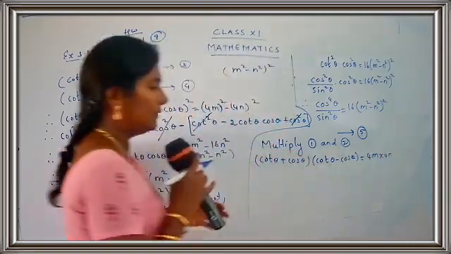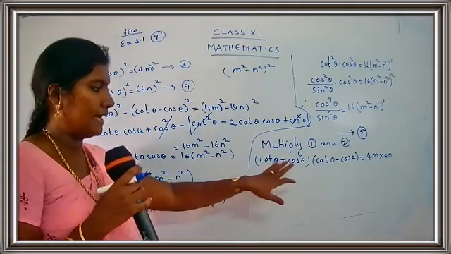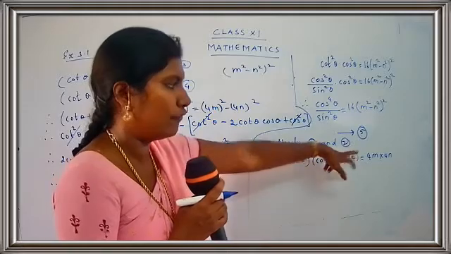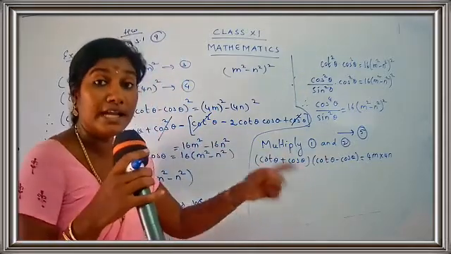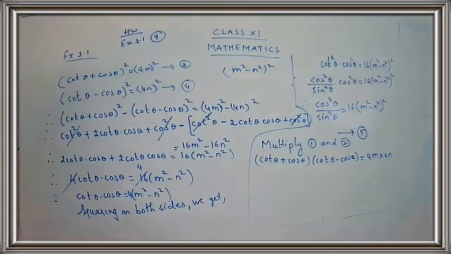You have to multiply the LHS and the RHS. So LHS is (cot theta plus cos theta) into (cot theta minus cos theta), and what you have on the RHS side, 4m into 4n. Okay, so take down that 4m into 4n. Okay, let's try to simplify, children. So let's try to use the identity. What identity can be used here?